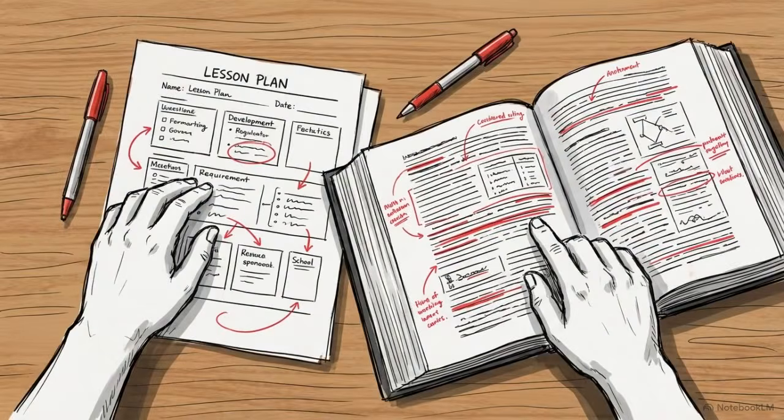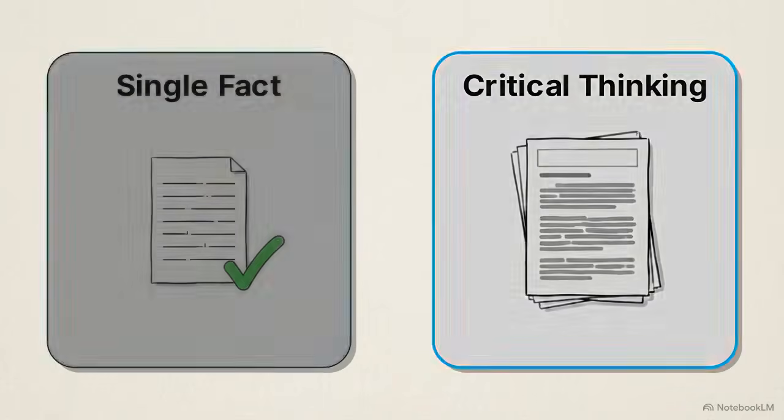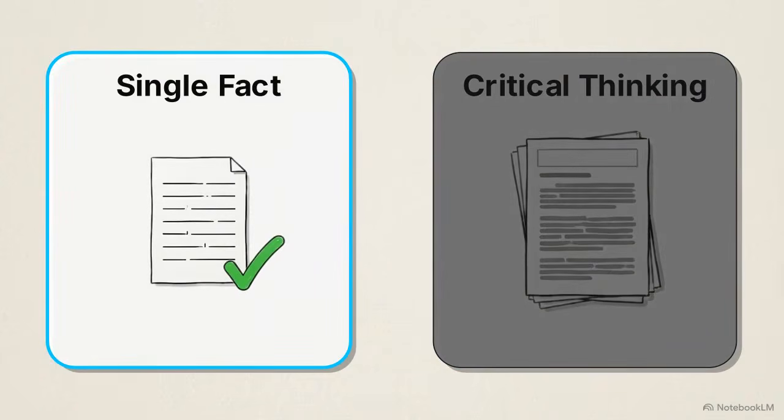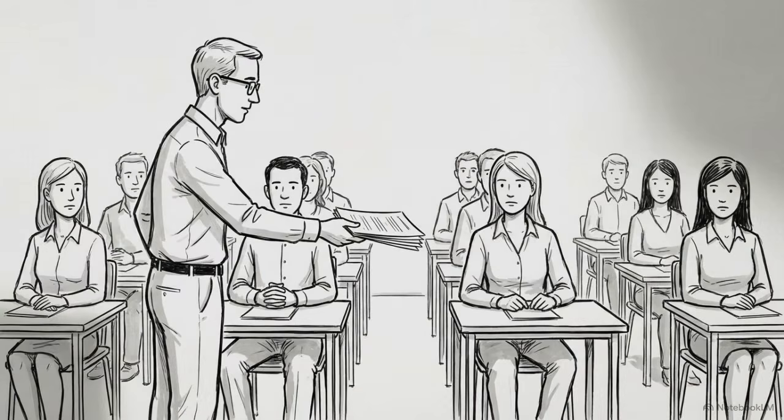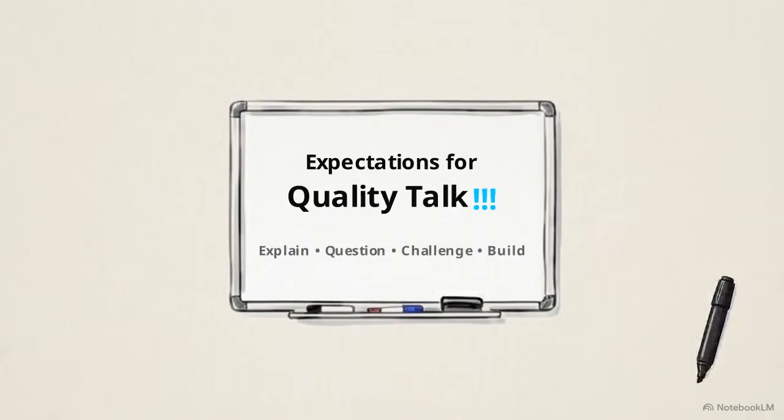Step 1 begins before the lesson even starts. The prerequisite here is your material. You need a task that requires actual critical thinking, rather than asking students to pull a single correct fact from memory. Once you have that task, you cannot just hand it out and expect rich conversation to happen organically. You must explicitly dictate your expectations for the quality of their talk before the work begins.